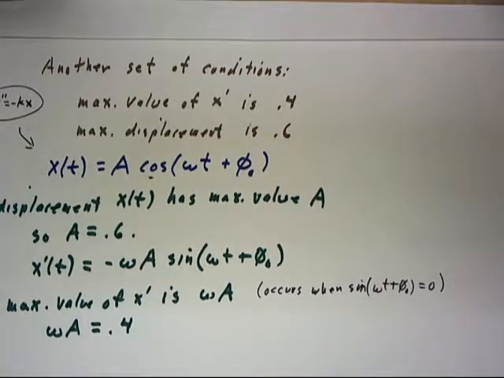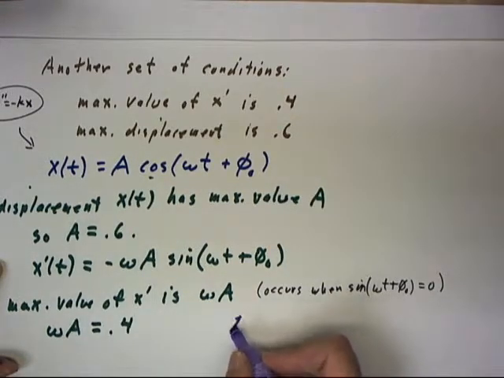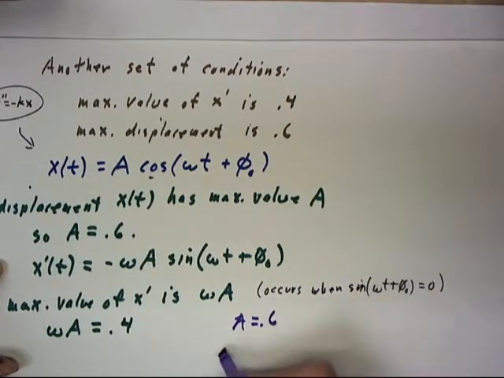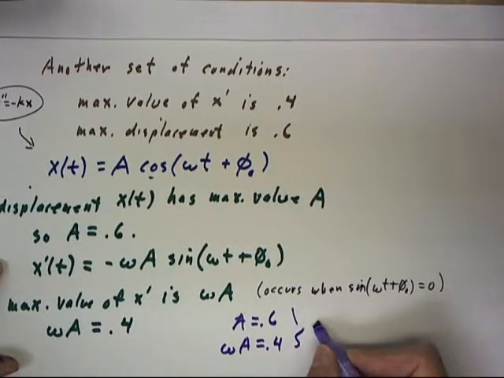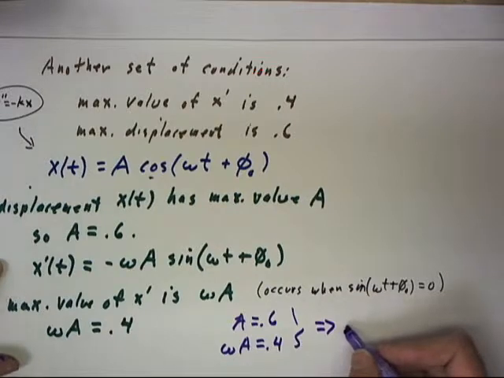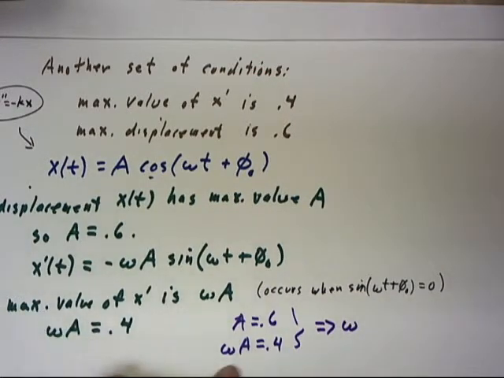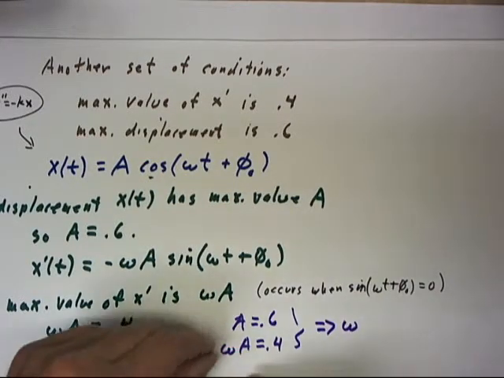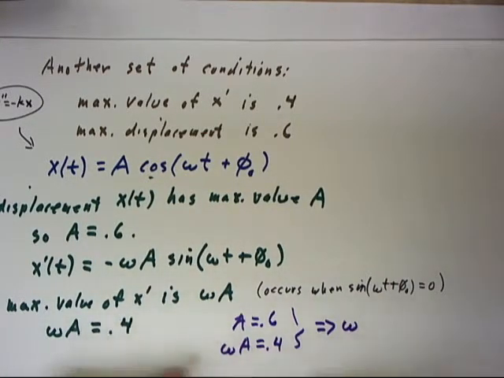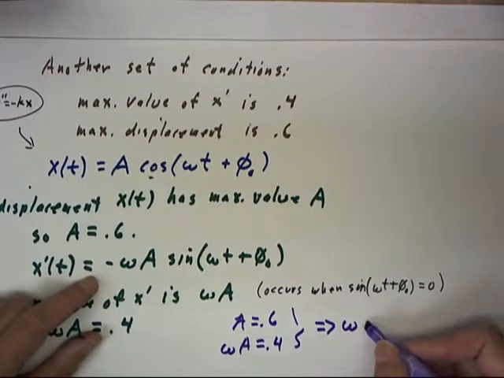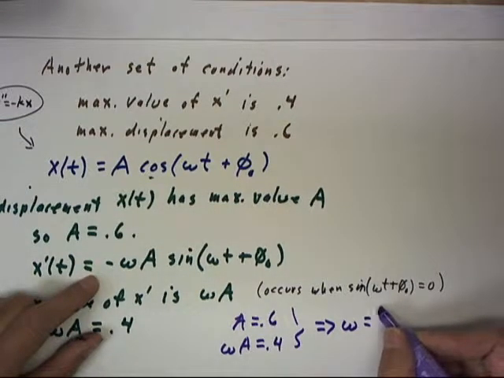Now we know a is 0.6, we know omega a is 0.4, so we can very quickly draw the conclusion. This implies that omega, well, a is 0.6. What do we multiply by 0.6 to get 0.4? Of course, we can plug our symbols in and solve the equations and so forth. We find out that omega is 2/3.